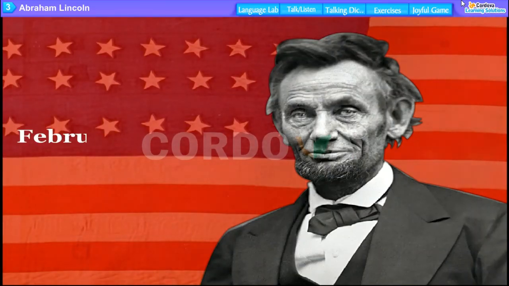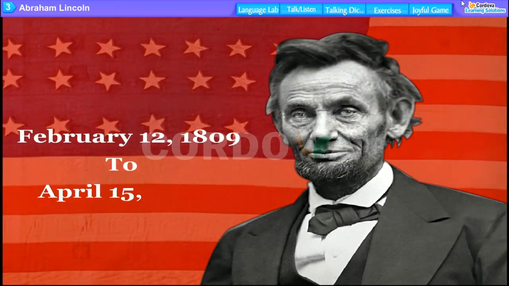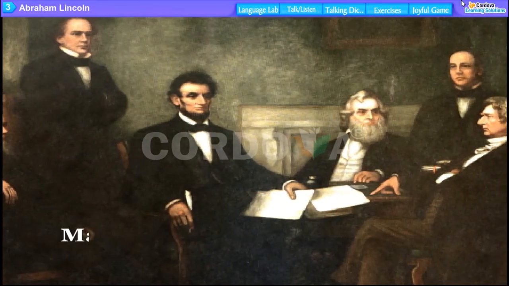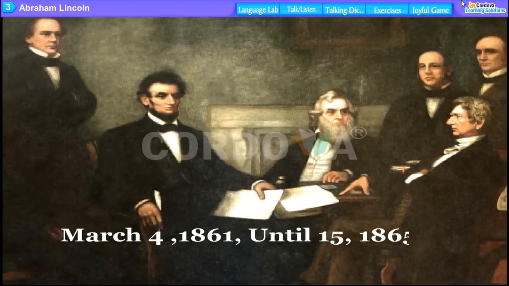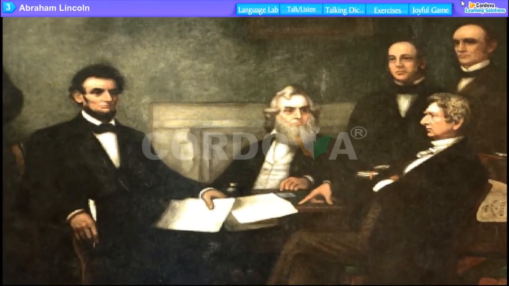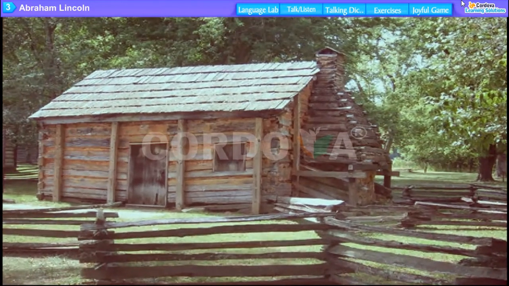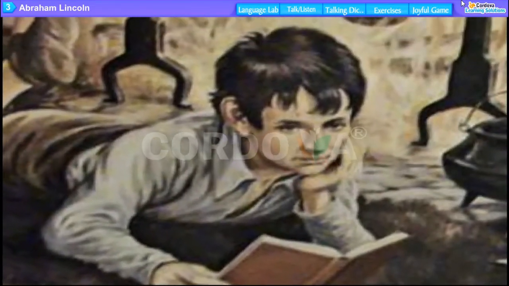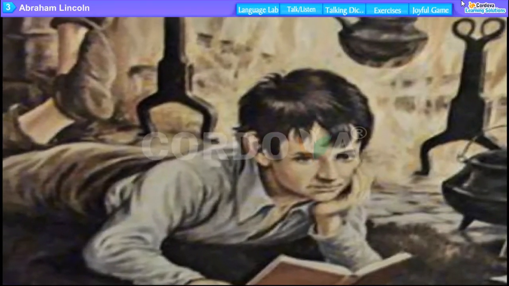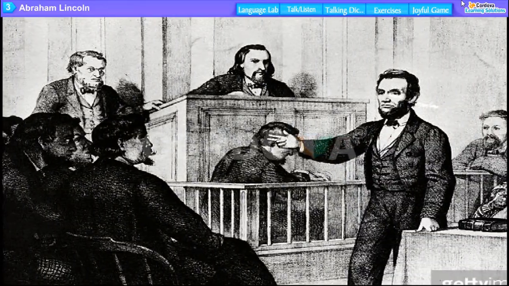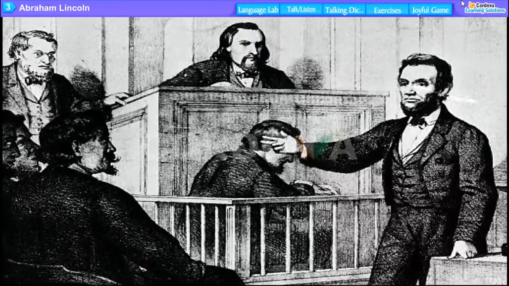Abraham Lincoln, February 12, 1809 to April 15, 1865, was the 16th President of the United States of America. He served as President from March 4, 1861 until April 15, 1865. He was re-elected in 1864. Abraham Lincoln was born in a log cabin near Hodgenville, Kentucky. He had very little formal schooling and was mostly self-educated. He eventually became a lawyer and a Republican politician. He earned the nickname Honest Abe.